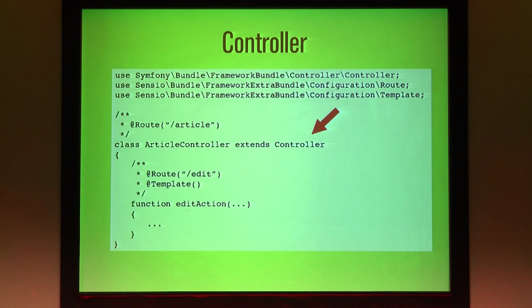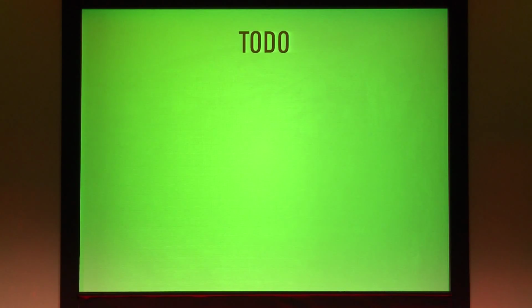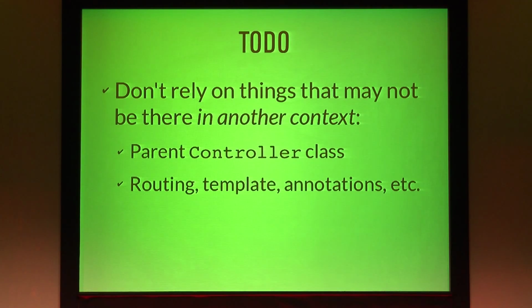And the first thing that we can notice about this controller, what's wrong in a way, is that it extends from the framework bundle's controller class. And since the application we are moving this controller to is likely not to have the framework bundle installed, or we even explicitly forbid this, yes, we have to remove that at some point. Also, using route and template annotations and other kinds of annotations, well, they actually come from the framework extra bundle, so we are not allowed to use that too. So this is our to-do list for now.